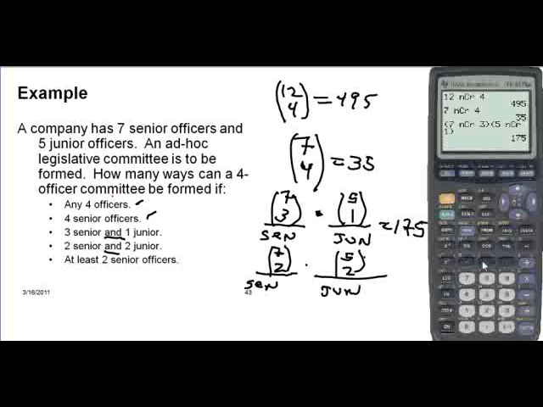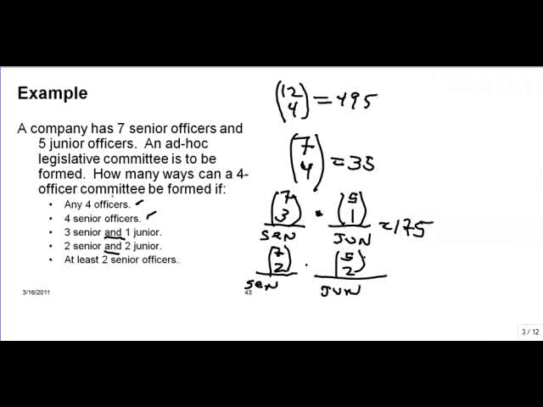So coming over here, open bracket, 7, math, PRB, menu option 3, 2, close, open bracket, 5, math, PRB, menu option 3, and then enter in a 2, close, press enter, and there are 210 arrangements to do that.